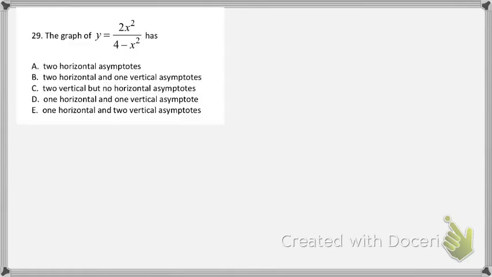Okay, 29 is also about graphs, but not really the same concept as the last two. This can be done with Algebra 2 concepts, and it can also be done with limits. First of all, vertical asymptotes are going to occur only when the denominator equals 0.